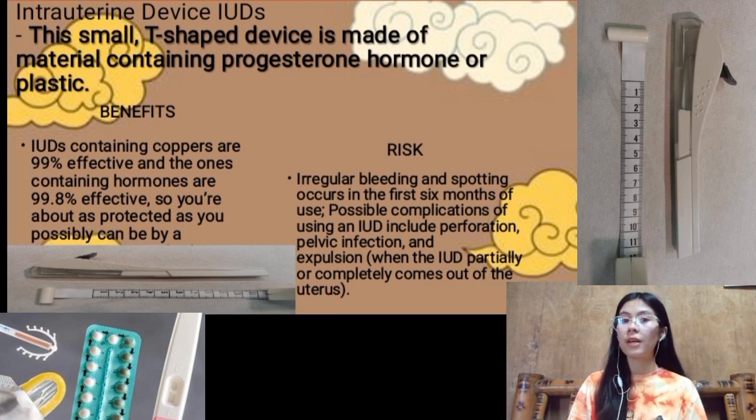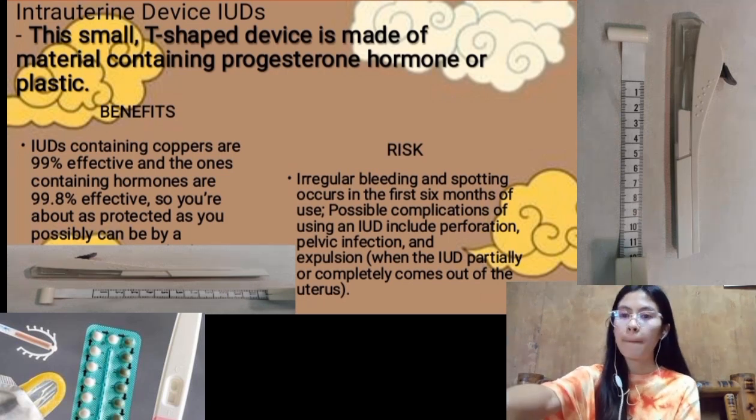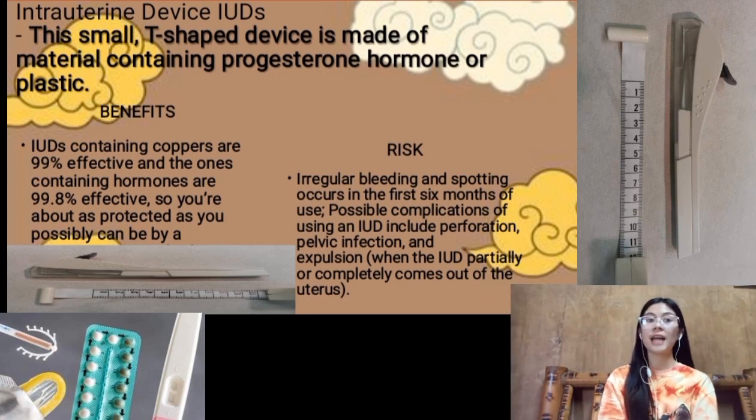They are safe to use if you are breastfeeding. Now, here are the risks of this kind of contraception: irregular bleeding and spotting occur in the first 6 months of use, and it requires a trained healthcare provider for insertion and removal. It does not protect you against STIs. What are the possible complications of using an IUD? The possible complications include perforation, pelvic infection, and expulsion, when the IUD partially or completely comes out of the uterus. Since the IUD insertion is performed by a health professional, perforation is very rare.